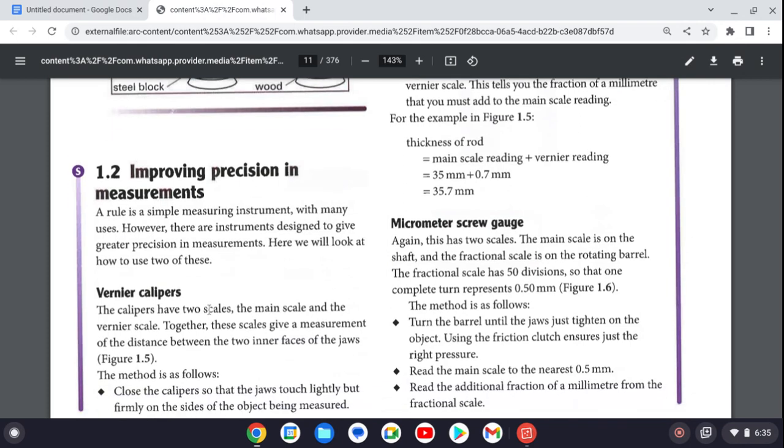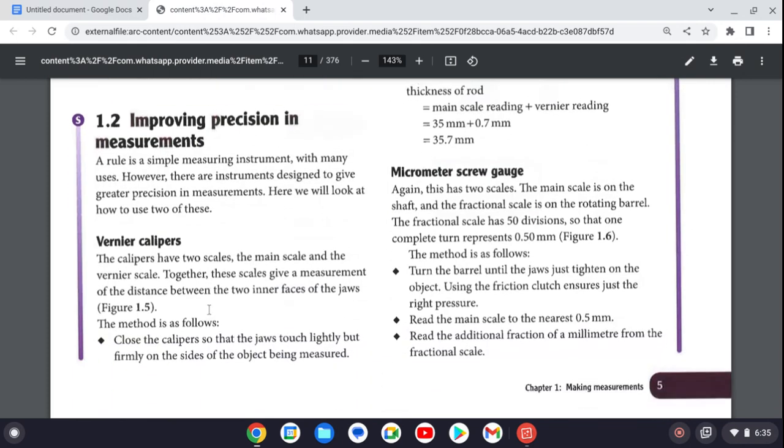So again, this has two scales. The main scale is on the shaft and the fractional scale is on the rotating barrel. The fractional scale has 50 divisions so that one complete turn represents 0.50 millimeter. The method is as follows. Turn the barrel until the jaws just tighten on the object. Using the friction clutch ensures just the right pressure. Read the main scale to the nearest 0.5 millimeter.